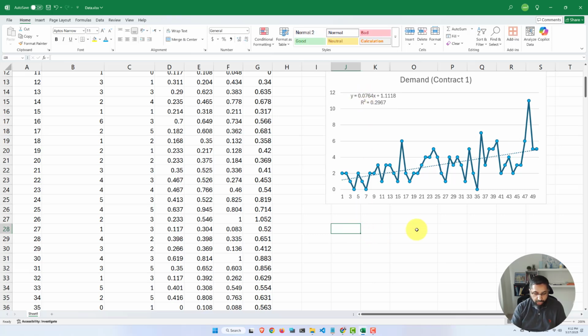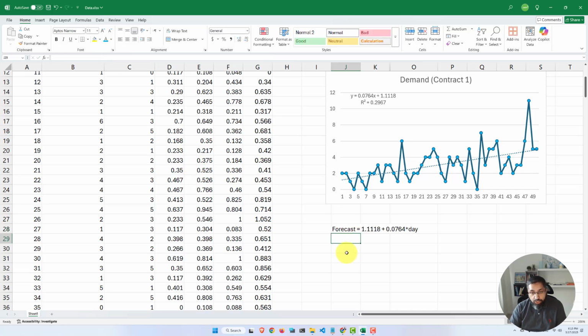So our forecast equals 1.1118, the constant term, plus 0.0764 times the day. Okay. And this is going to forecast the average demand. Notice the demand goes up and down. It's very variable. It's highly variable around this trend line. But this trend line will give us the average demand.